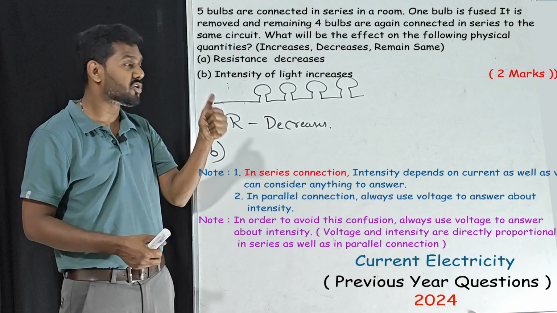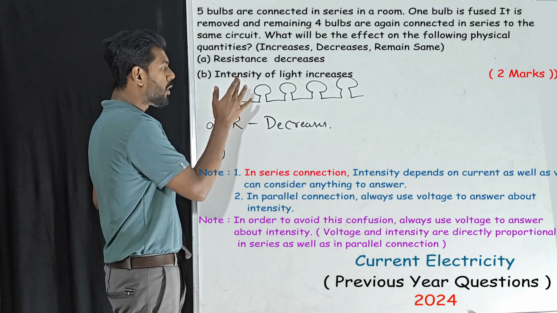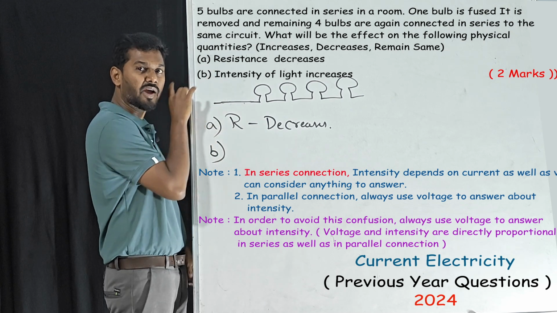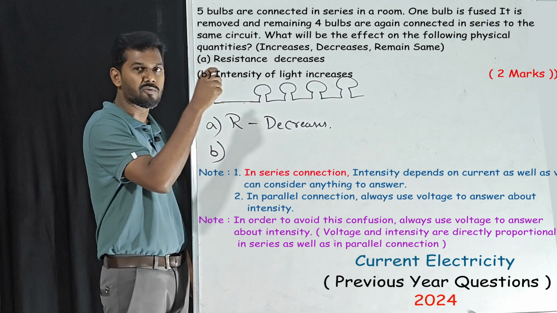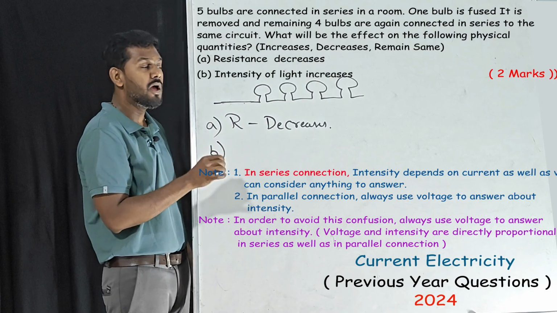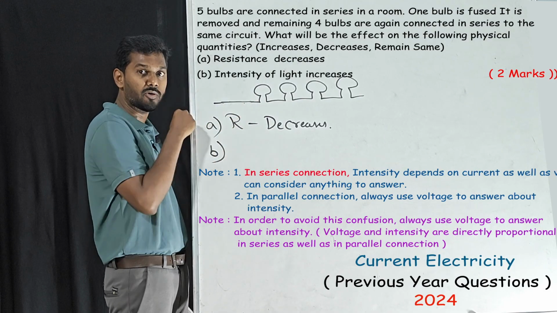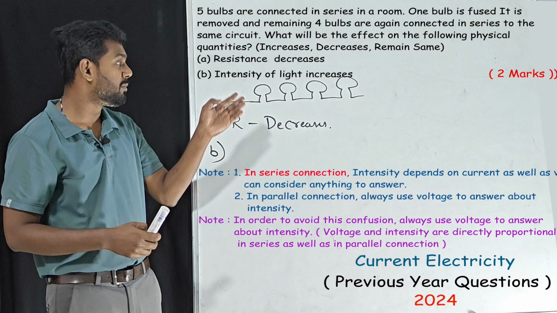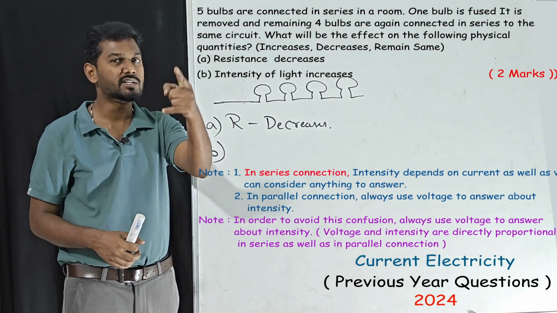Correct, 5 times. So now what happens? Now one bulb got fused. We assume we have passed 500 volts. Initially every bulb was having 100 volts when all the 5 bulbs were working. Now one bulb was not working, we removed it. This 500 volts again divides by 4, so it will be 125. Now the voltage has increased.